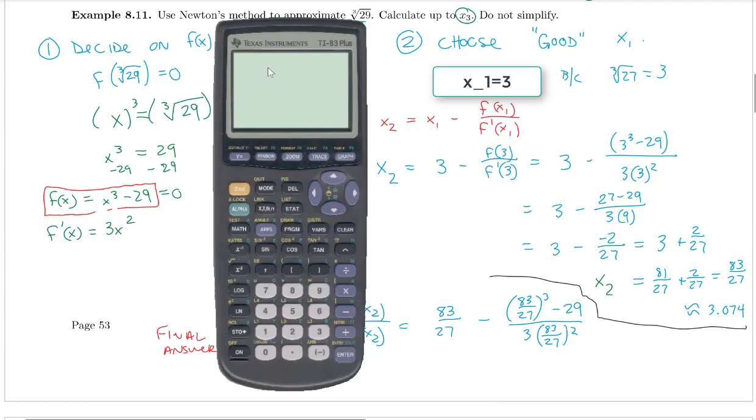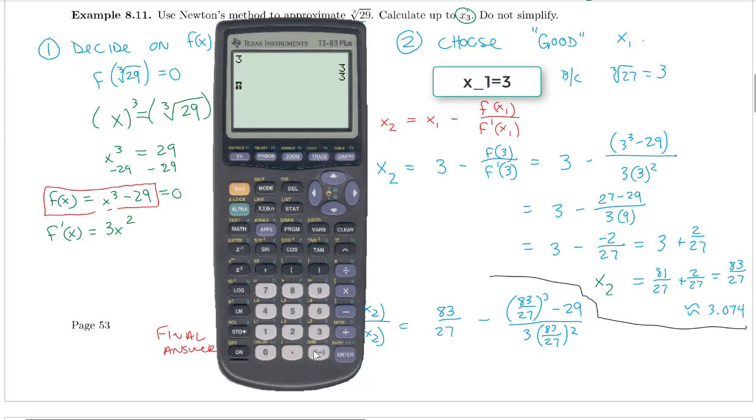Alright, so I have my graphing calculator here, and I'm going to use this to do Newton's method to get a really accurate answer. So what I need to do first to use Newton's method is I need to start with my x1 value, and in this case, that is 3. And then what I need to do is I need to plug in this Newton's method formula using the recursive function, which is this answer button, and then I'll be able to use Newton's method as many times as I want by just pushing the enter button repeatedly. So let's go ahead and do that.